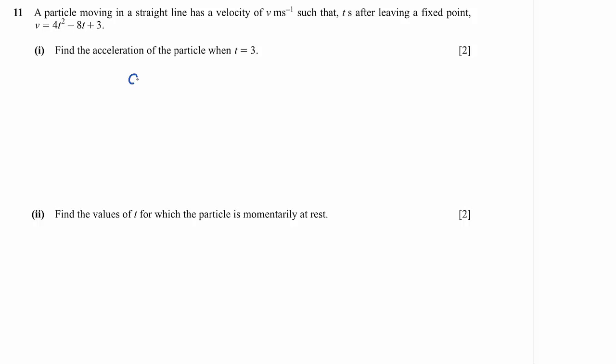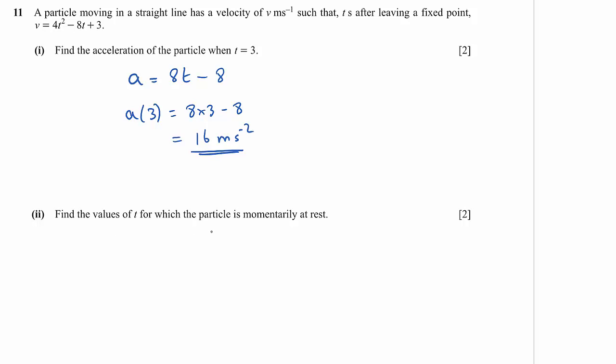So for acceleration we need to differentiate. That's going to give me 8t, take away 8. And therefore a of 3 is going to be 8 times 3, take away 8, which is 16 meters per second squared.